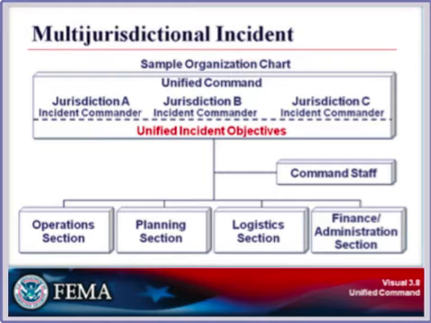This visual represents an example of a unified command organization chart for a multi-jurisdictional incident. On the chart, the unified command is composed of the incident commanders from the three jurisdictions. The unified command establishes a single set of incident objectives. The organization also has an integrated general staff that includes operations, planning, logistics, and finance admin, as well as an integrated command staff, which typically includes your safety officer, liaison, and public information officer.